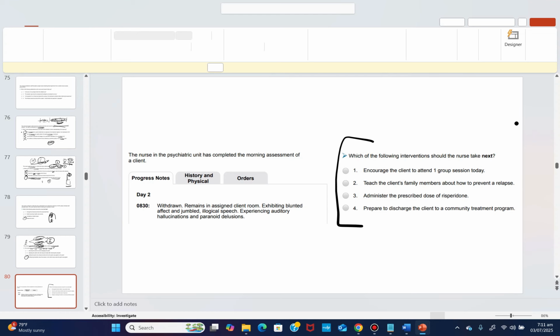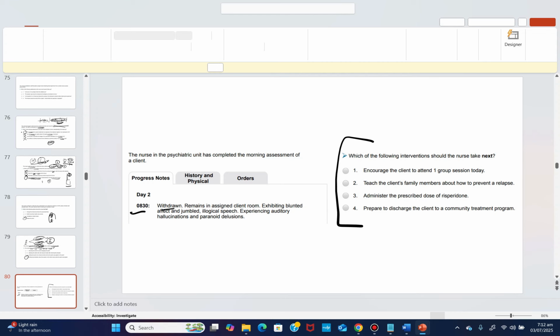Right. So the nurse in the psychiatric unit has completed a morning assessment of the client. So what is the nurse doing? Assessment. Now let us see the assessment. Now, day two, right? 8:30, she said the patient is withdrawn. Anytime you are reading assessment data, you want to note everything that is wrong. That is the main reason why you are reading assessment data. It's just like if you've taken over a shift from another nurse, what you are trying to note from a nursing note is the things that are wrong about the patient, and what has been done to help those situations, right?